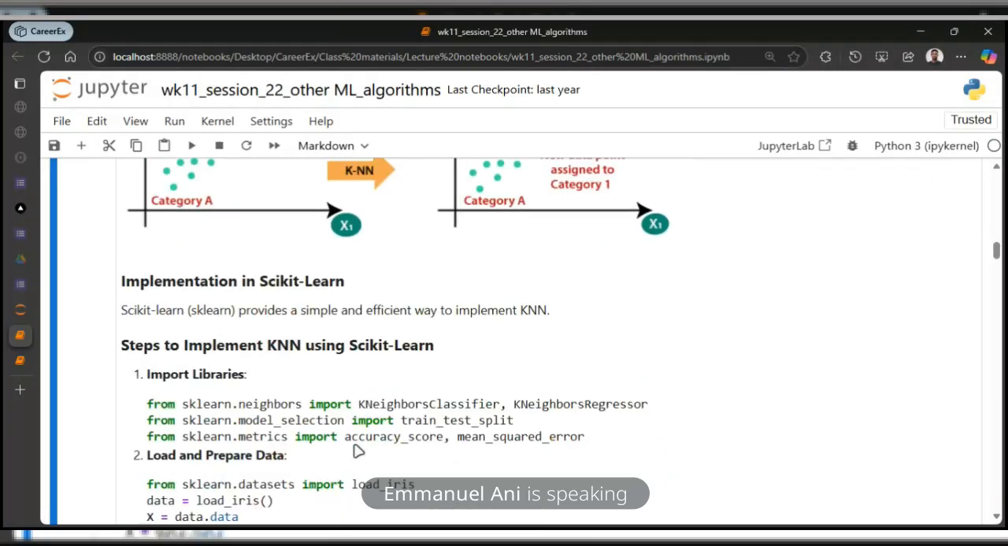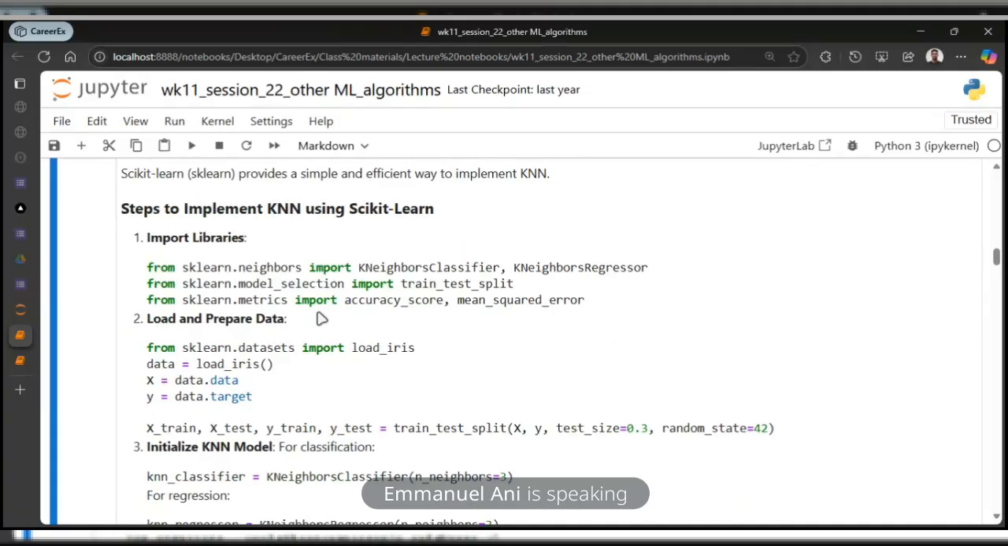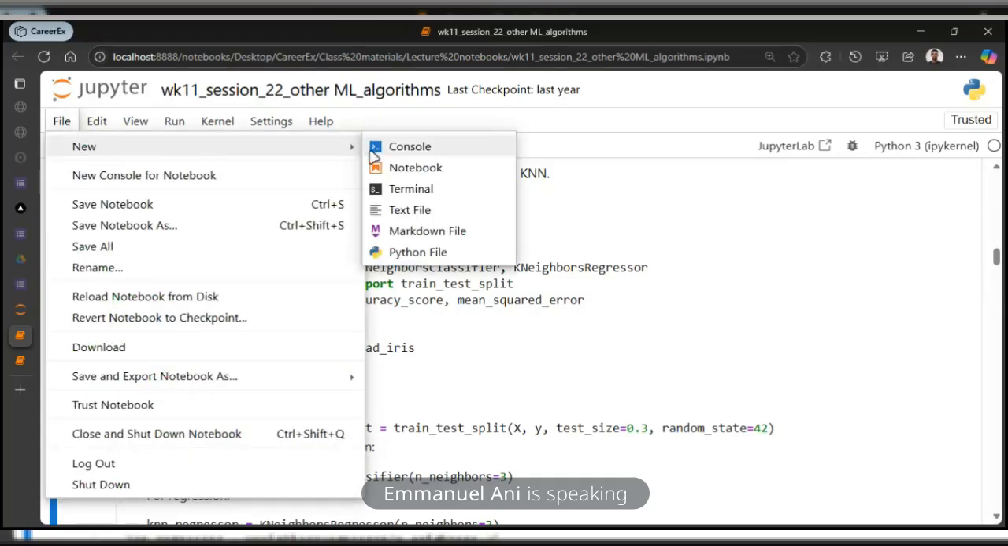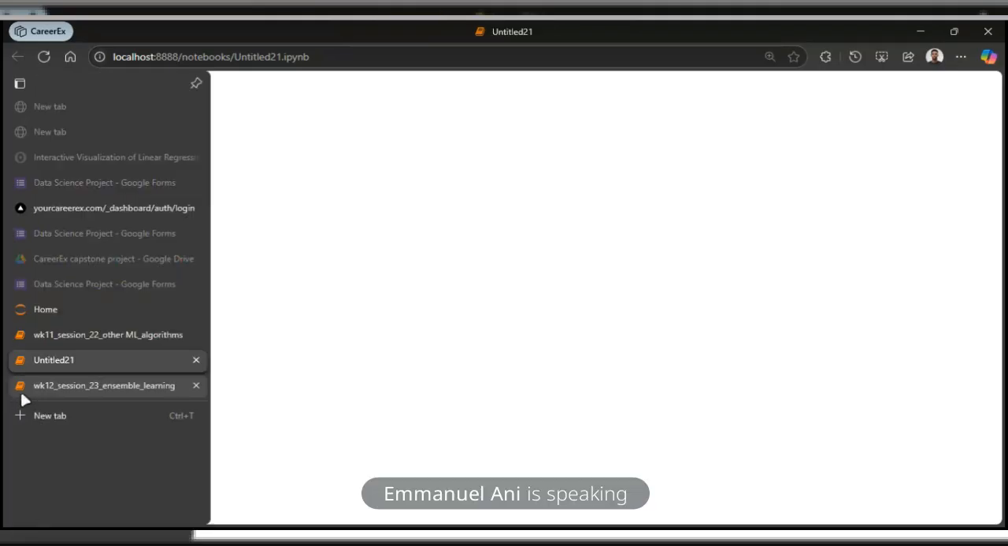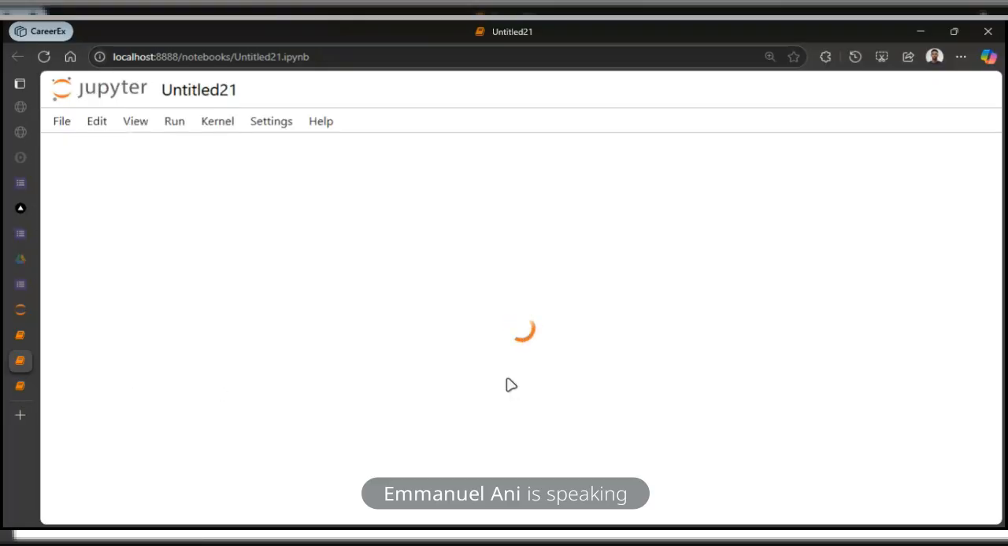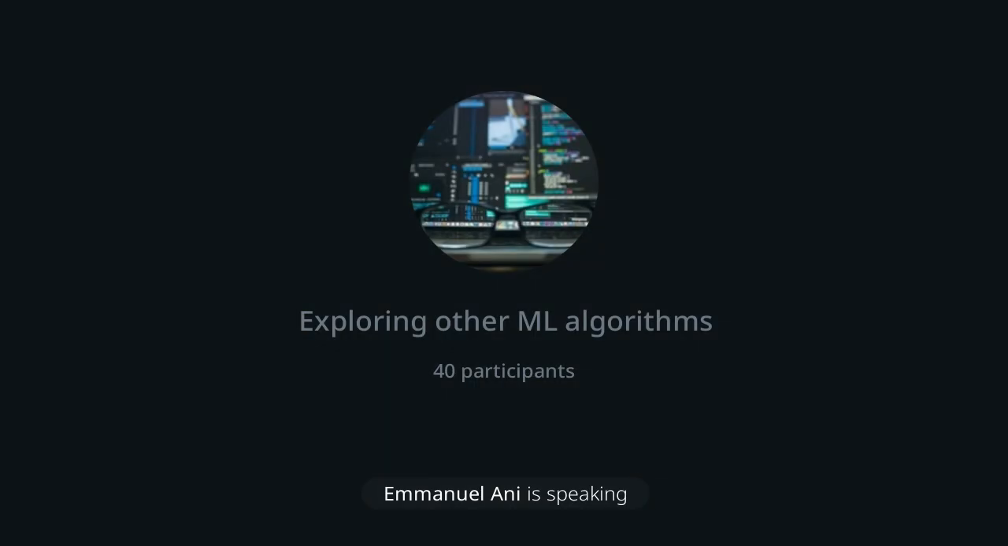So let's not dwell more on that. Let's just move ahead to the next thing. So implementation is very easy, right? What you do is just import KNN from neighbors. Let me see if I can open a notebook. So as I said, this class is mostly going to be focused on explaining the theoretical aspect. We're not going to do much implementation.